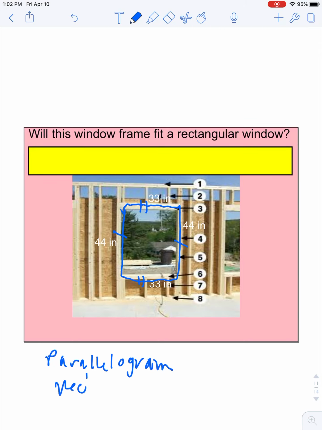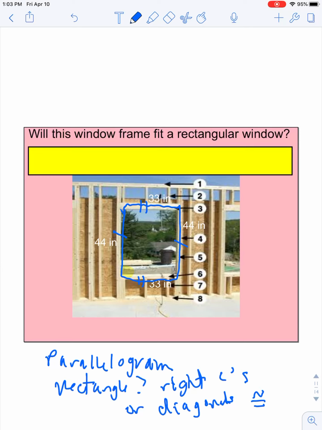But is it a rectangle? Well, we don't know anything about the right angle in here, so we can't really determine the angle. We could measure the angle, okay? And if we have right angles, then it will be a rectangle, or we could measure the diagonals, because the diagonals have to be congruent.